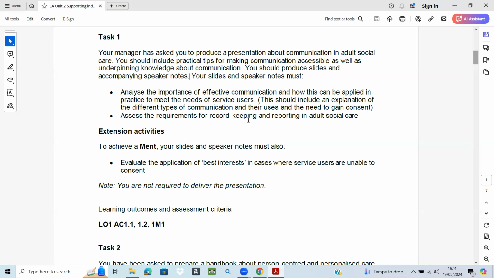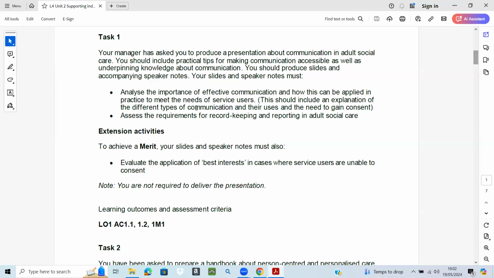Then requirements for record keeping and reporting in adult social care. For example, I told you that I'll try to explain a few of the bits, how we could find the content from the internet as well. Now there are two important aspects in doing an assignment. These are the command verbs. So we always use the same command verb, for example, this one, analyze. So we always need to use the same word. We need to analyze.